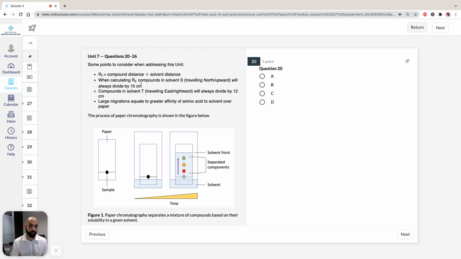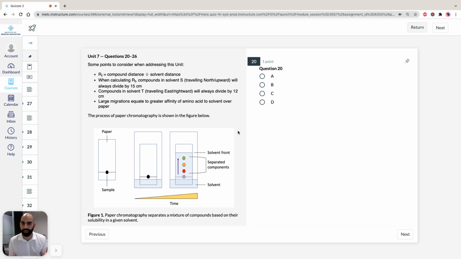Conceptualize it with the figure I've drawn here, in Figure 1, about how paper chromatography separates mixtures based on their solubility in a given solvent. Just keep in mind that if the solvent travels a far distance and you find the compound at a far distance as well, it means the compound is highly soluble in the solvent, which means it has a greater affinity for that solvent than the paper. Because think about it, if it travels far, it means it's in the solvent and it's traveling.